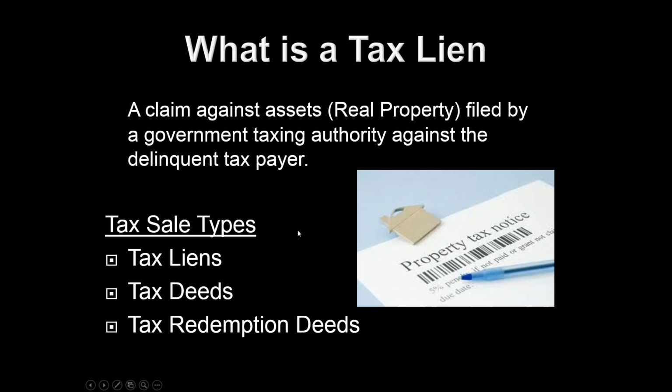With tax deeds, we're acquiring property. Very similar with redemption deeds. We're going to have some property ownership rights, but they do have a redemption period like a tax lien certificate. And then, of course, with tax liens, we're earning an interest rate return with the possibility of acquiring the property through foreclosure.